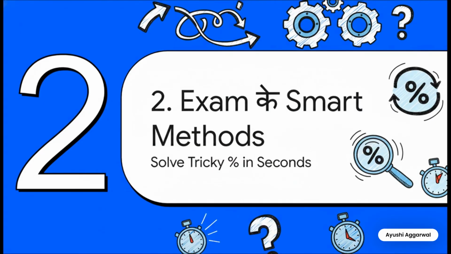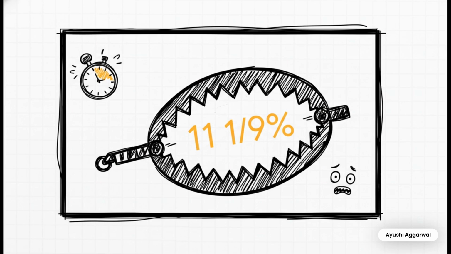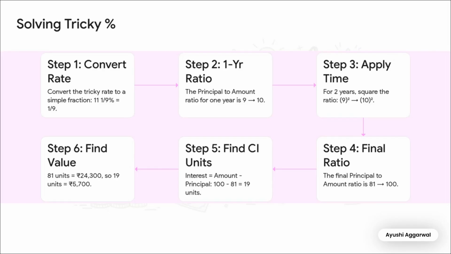Now, in exams, you're not always going to get these nice, simple percentages. Oh no. The examiners love to try and trap you with tricky percentages. So let's see how our method holds up here. Take a look at this question. The rate is 11 and 1/9%. Just imagine, if you try to plug this into the traditional formula, how messy would that calculation get? That's the exact trap the examiner sets for you. But with our ratio method, this suddenly becomes super easy.